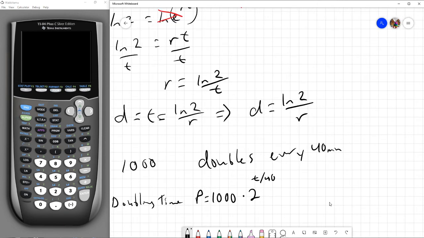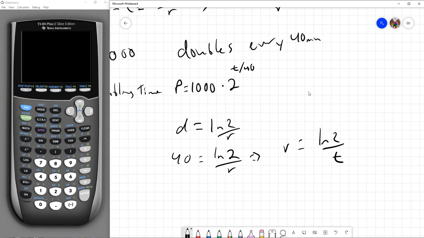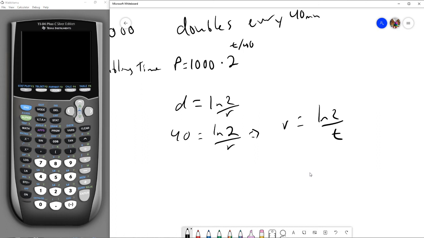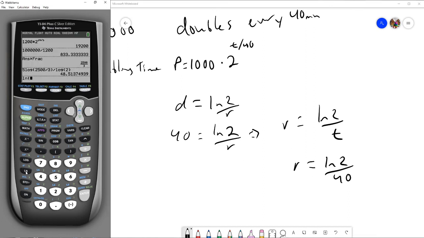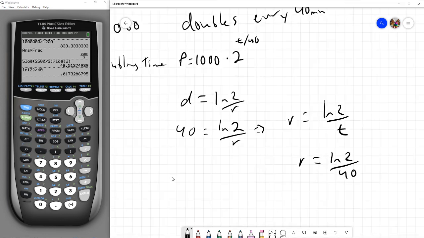Let's see here. So if we have that, then we can just plug in our 40. So the rate is going to equal natural log of 2 over 40. Let's plug that into the calculator. Natural log of 2 divided by 40. And that right there is going to be our growth rate, about 1.7%.